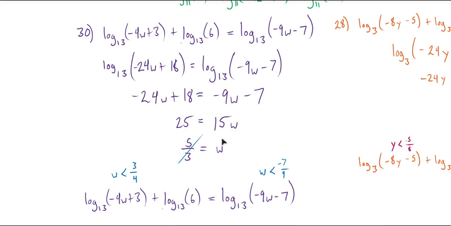Grouping like terms and dividing away our coefficients, we wind up with 5/3. However, this does not satisfy this condition over here, and neither does it actually satisfy this condition over here. It satisfies neither condition, but it needs to fail only one of them, and it is not, in fact, less than a negative. It's a positive number. So there's not going to be any solution to 30.